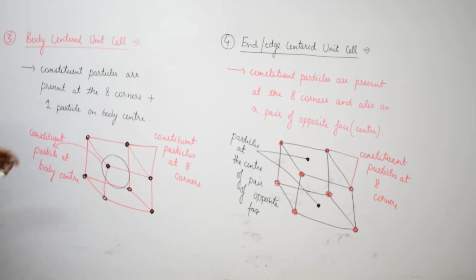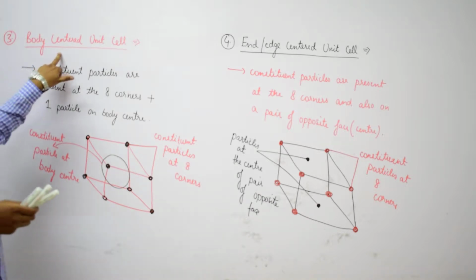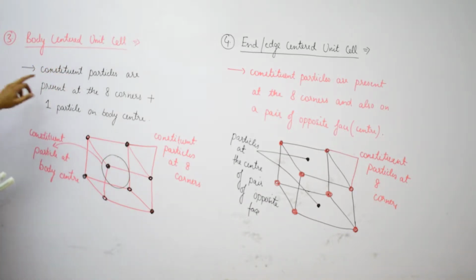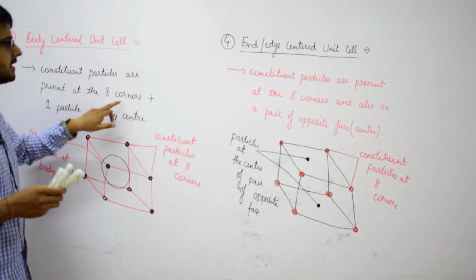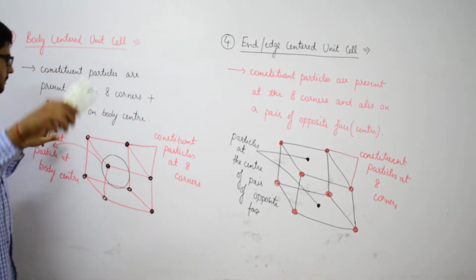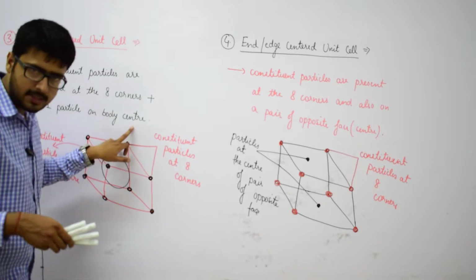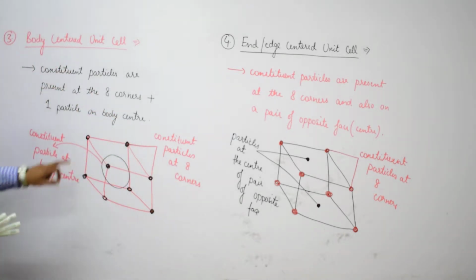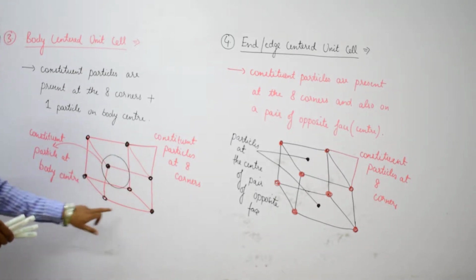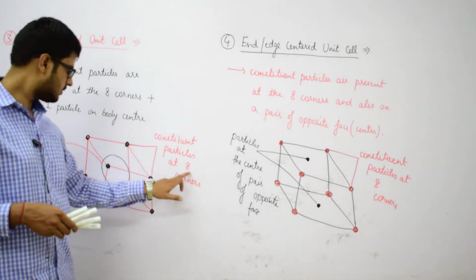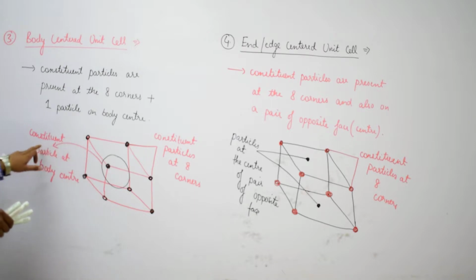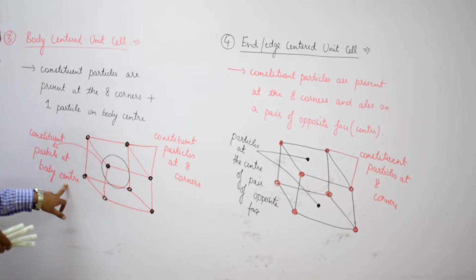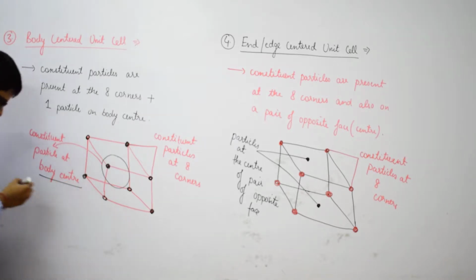The third type of unit cell is body centered unit cell. In case of body centered unit cell, the constituent particles are present at 8 corners and one particle is present on the body center. So, if this is our body centered unit cell, these are the particles which are present at the 8 corners, and this one is the particle which is present at body center.